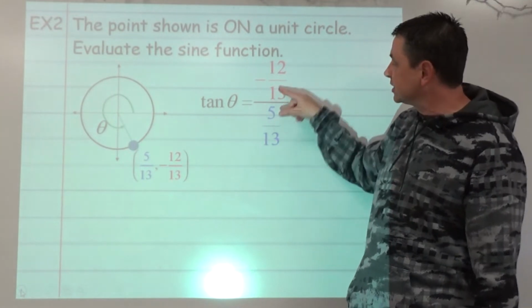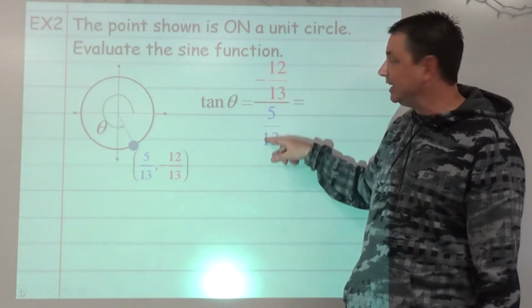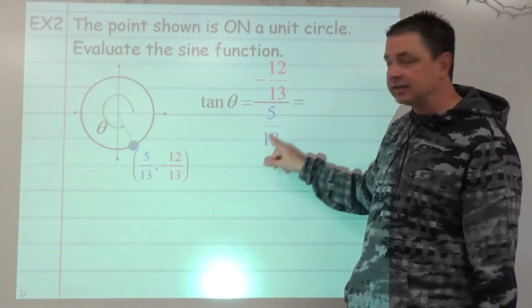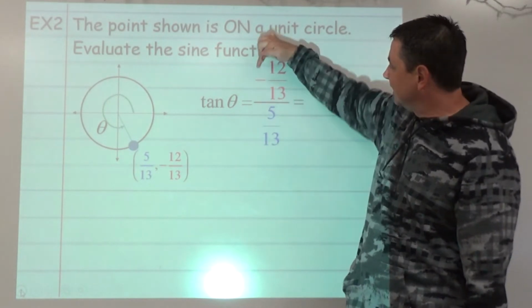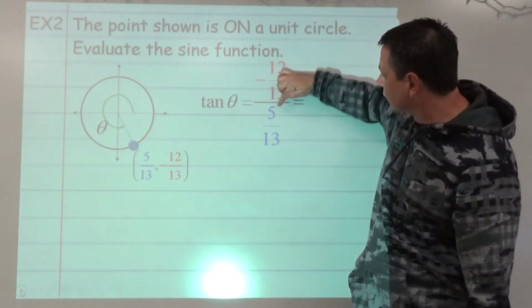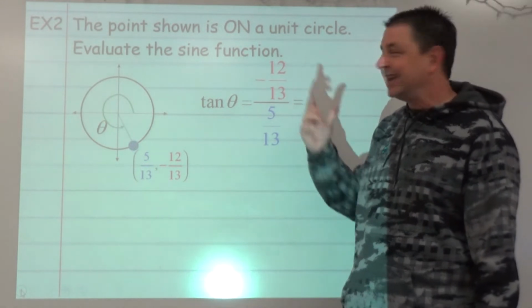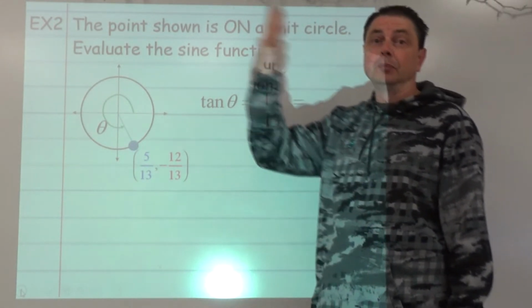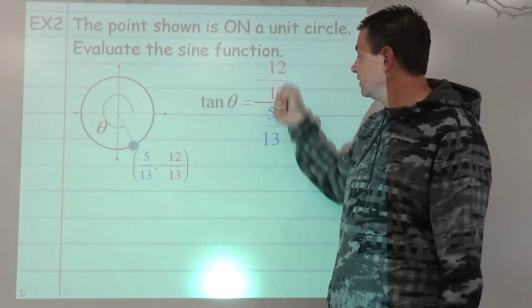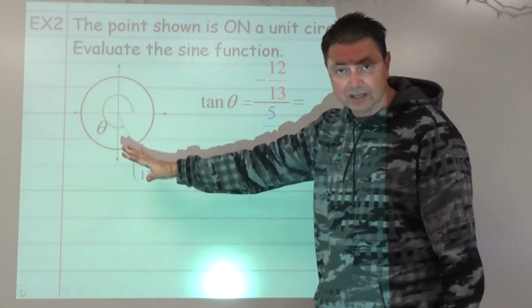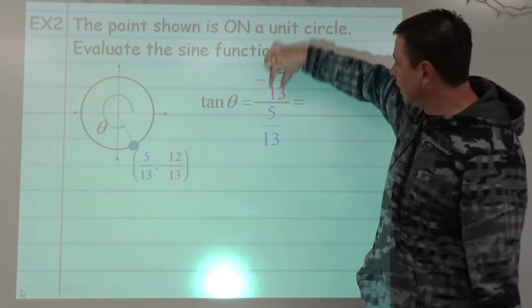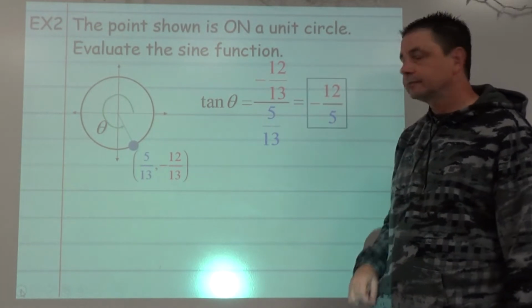What happens is, since the denominators are both 13, you can think of those as canceling out. So we would get negative 12 over 5, and as far as the negative, we should probably bring that out in front, because a negative divided by a positive is a negative 12 over 5.